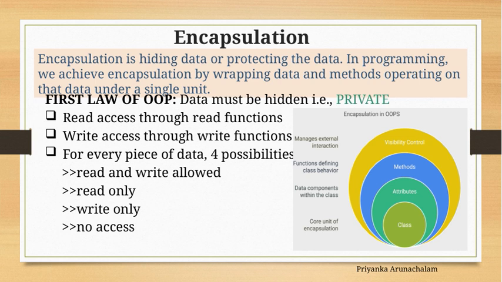Second, only read access is permitted, so the data can be viewed but not changed. Third, only write access is granted, meaning the data can be modified but not directly viewed. And finally, no access at all, keeping the data completely protected. Understanding these access possibilities is crucial because they help us enforce data security and integrity within our programs. Encapsulation, through these access controls, ultimately helps us build more robust and maintainable software.